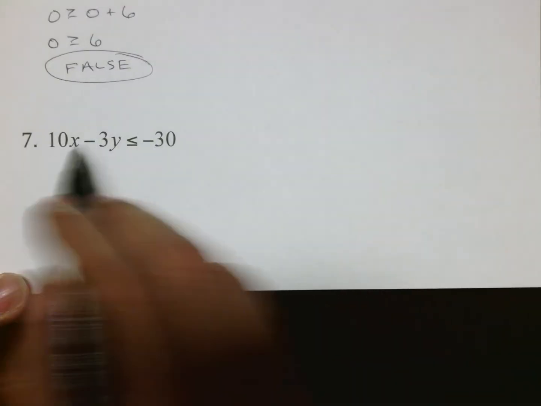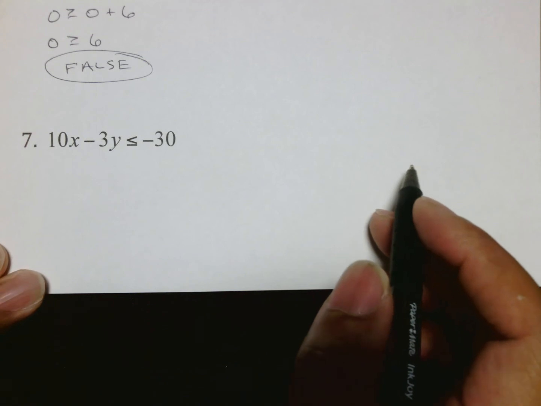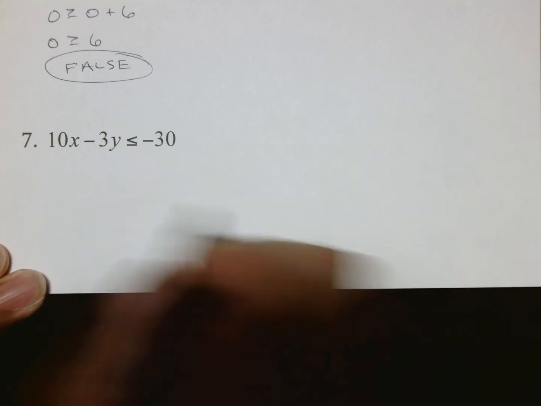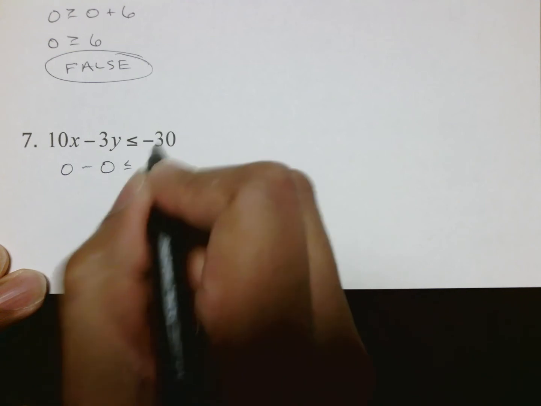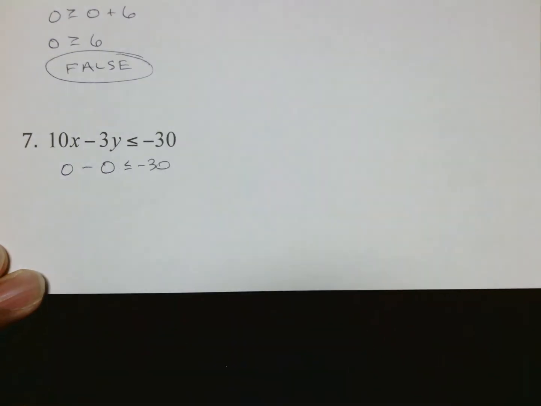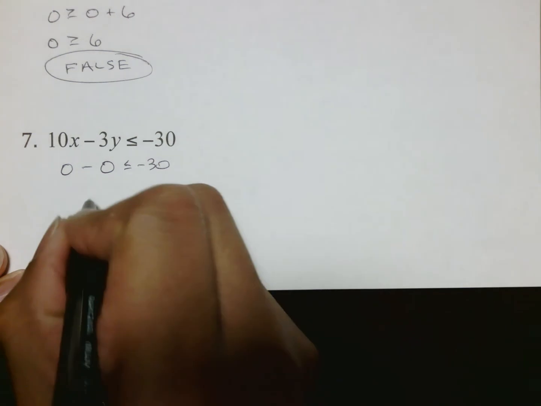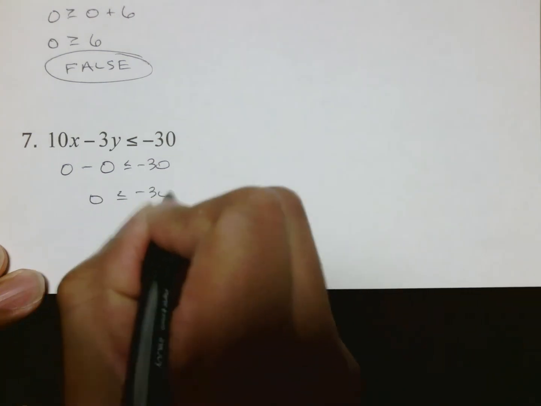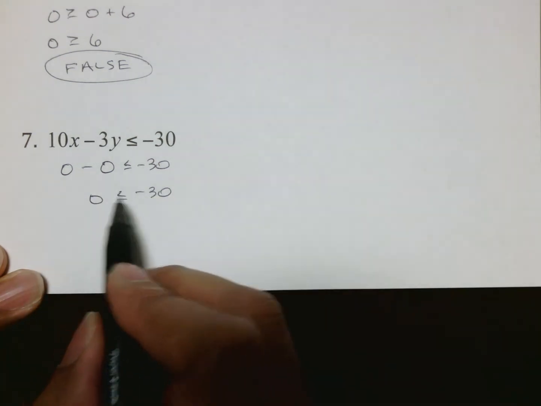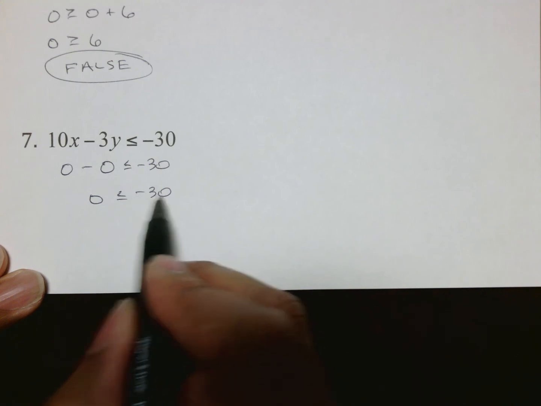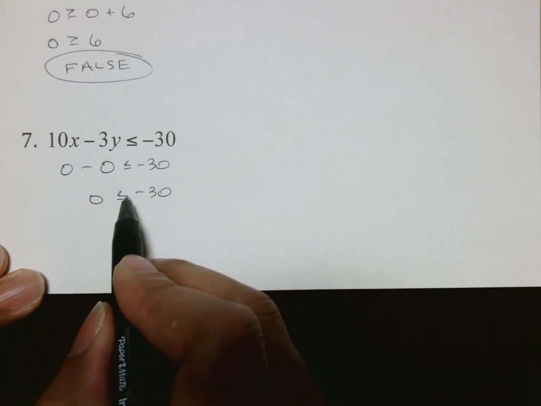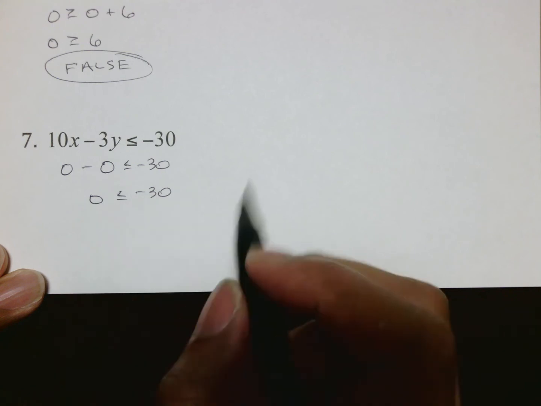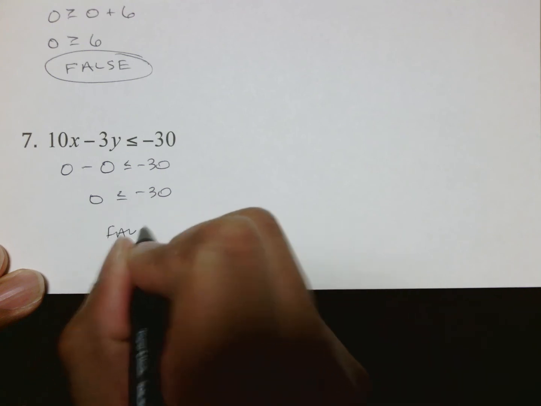Again, number 7, 10x minus 3y less than or equal to negative 30. This has a variable, turn it into 0. This has a variable, turn it into 0. Negative 30 stays negative 30 because it does not have a variable. 0 minus 0 obviously is 0. And again, the question is, is the negative more important than the 0? But if you remember, 0 is bigger than every negative, so I think it should be choosing the 0 over the negative. So that also is false.